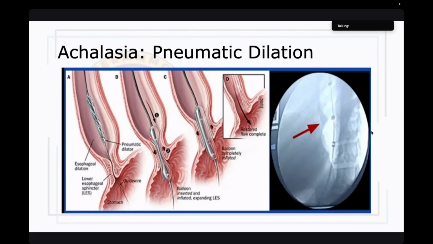So you position the balloon across the lower esophageal sphincter. And the goal in pneumatic dilation for achalasia is to forcefully stretch muscle fibers in the lower esophageal sphincter, and this is to reduce the outflow resistance and then allow easier passage of food into the stomach. So the major complication is perforation, but it has an incidence of around 0.5 to 5%.